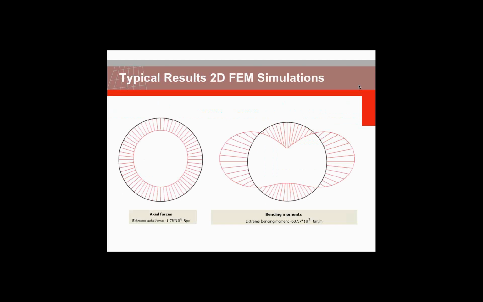Here you can see a typical result of 2D FEM simulation. This figure shows the axial forces and bending moments for a large diameter tunnel. Again, results are very similar to both the elastic equation and the beam spring method.